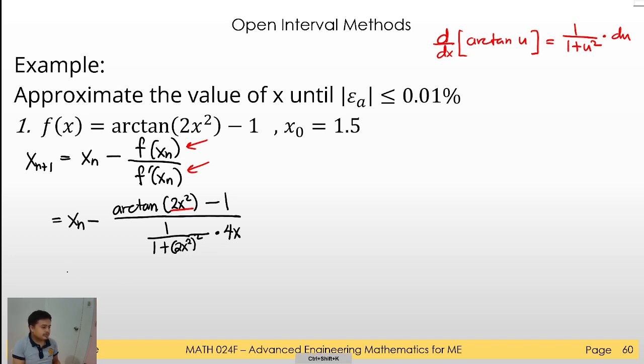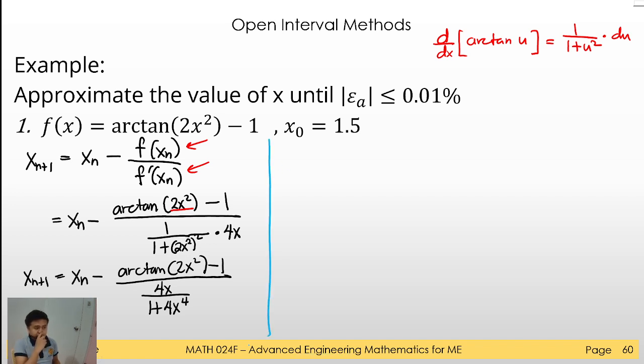So simplifying this, we have x sub n minus arctan of 2x squared minus 1 over 4x over 1 plus, squaring both factors, 4x to the 4th power. So now this will be our iteration scheme, and we can solve this using the iteration table.